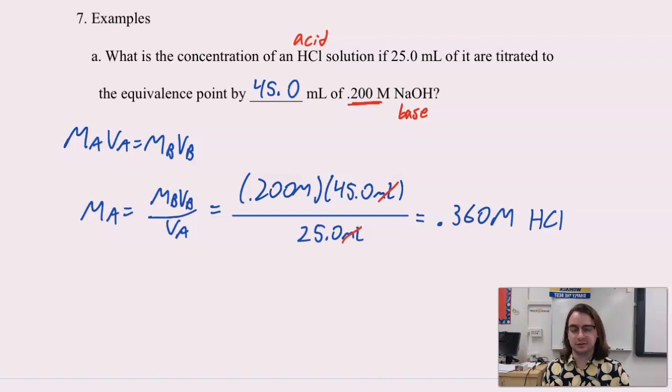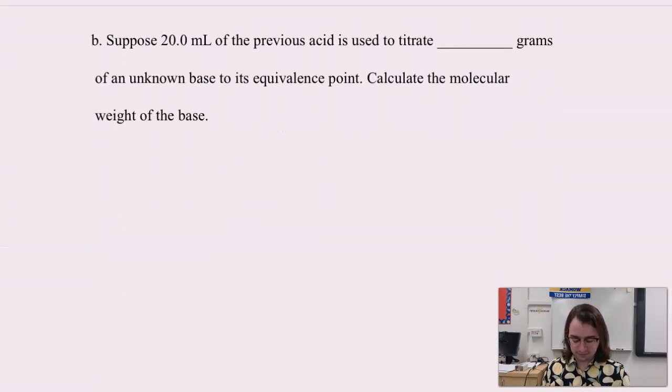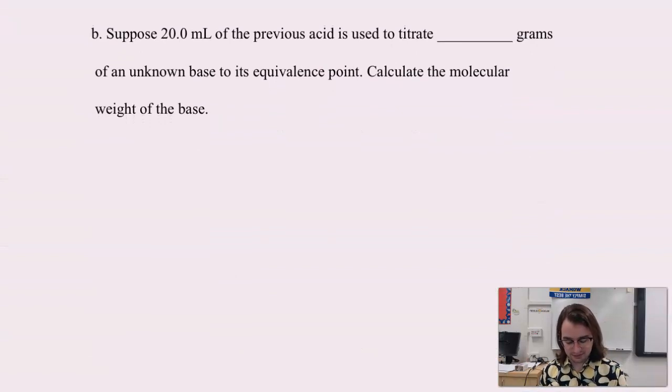Let's take that information and use it for the next problem. It says, suppose 20 milliliters of the previous acid is used to titrate 1 gram of an unknown base to its equivalence point. Calculate the molecular weight of this base. So now let's think about what we need. Last time we had 2 solutions, but do we have 2 solutions this time? I don't think so. So we might need to use a different equation.